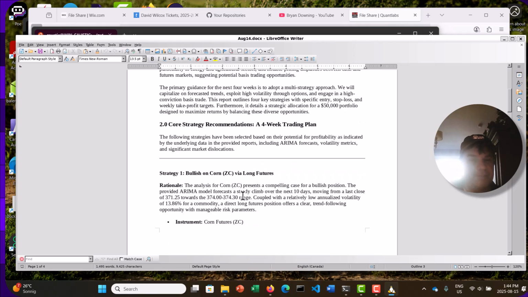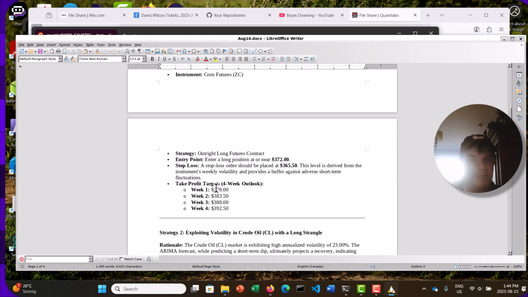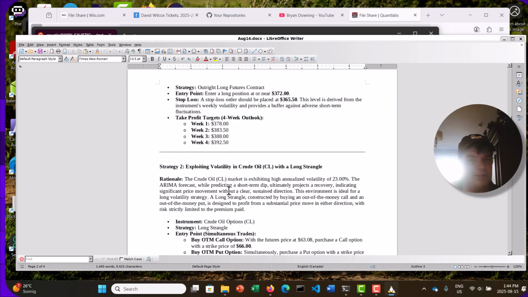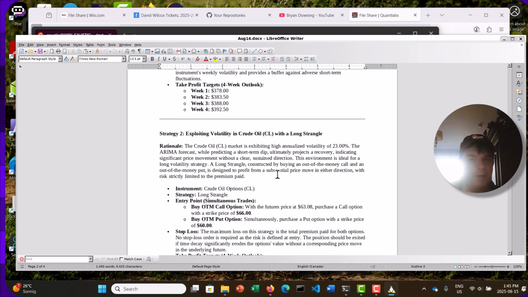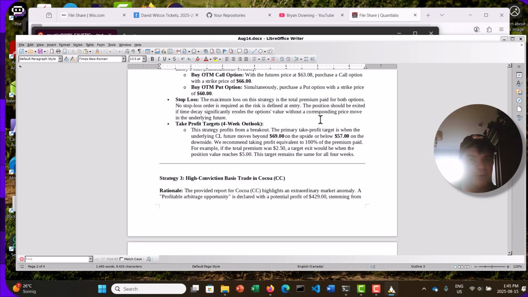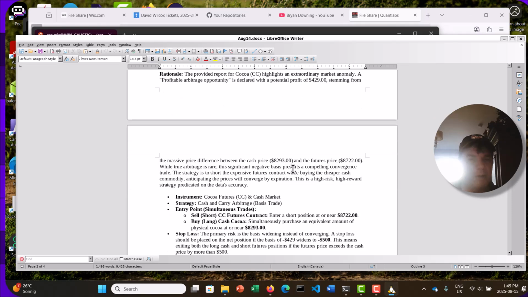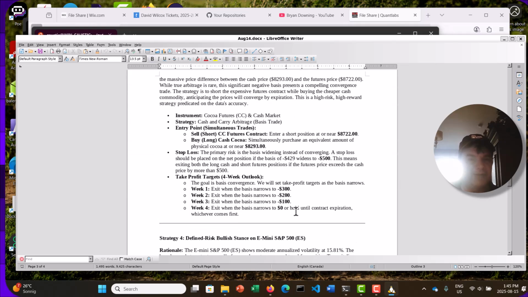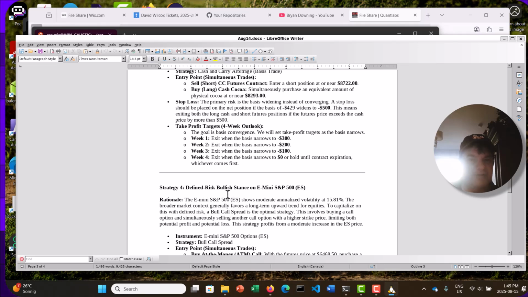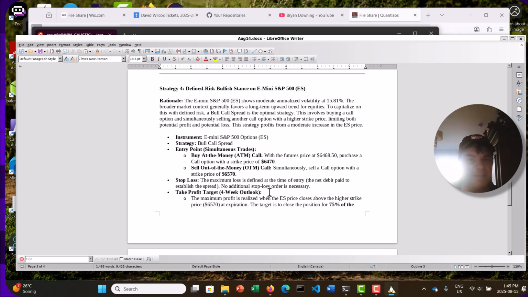So in here we've got bullish on corn via a long future, okay? And here's the amount, the targets available for the next 4 weeks. There's now trying to exploit volatility in the crude oil with a long strategy, gives you all the detail here, with all the stop losses, take profit targets over a 4 week period. Strategy three, a high conviction basis trade on cocoa. Okay, and I'll show you all that. And it gives you the targets here as well as a defined bullish stance on E-mini. Okay, so the E-mini S&P as well.